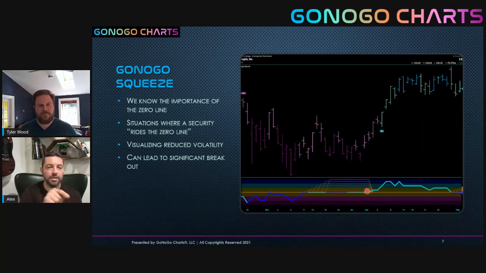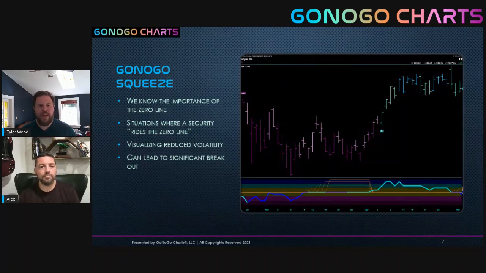And the longer it stays at the zero line, the GoNoGo squeeze grid will climb. And it'll climb to its extremes and stay there until the oscillator breaks out of the squeeze in whichever direction that it does. And that's just a way to visualize this reduced volatility that can lead to significant breakouts.